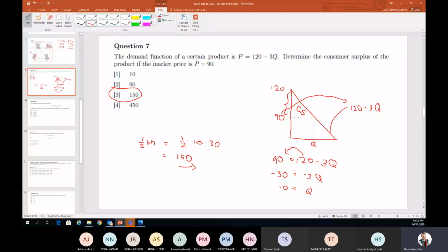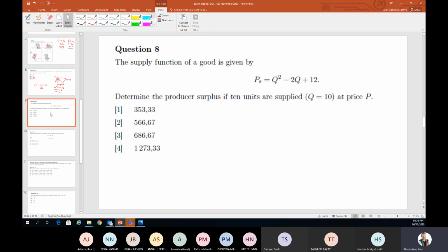Okay, cool. So let's look at the next one. Now it's a bit more difficult, because suddenly it is a different type of formula. The supply function is given by that. Determine the producer surplus if 10 units are supplied at price P.